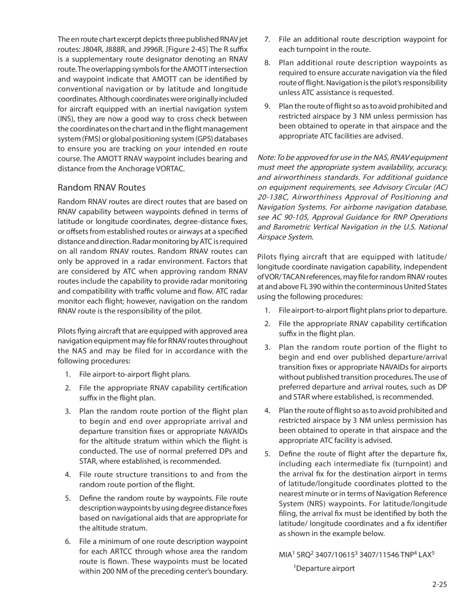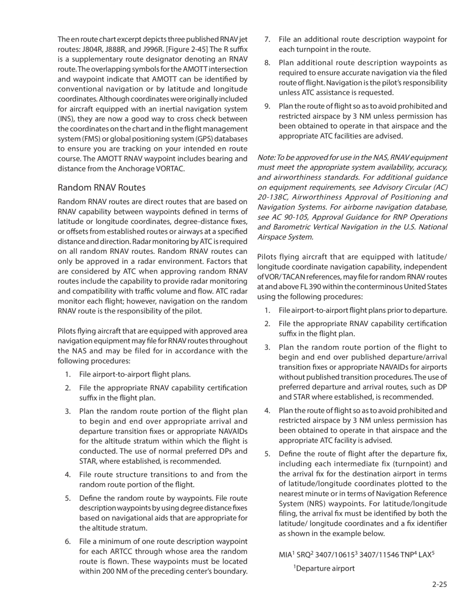Random RNP routes. Random RNP routes are direct routes that are based on RNP capability between waypoints defined in terms of latitude or longitude coordinates, degree distance fixes, or offsets from established routes or airways at a specified distance and direction. Radar monitoring by ATC is required on all random RNP routes. Random RNP routes can only be approved in a radar environment. Factors that are considered by ATC when approving random RNP routes include the capability to provide radar monitoring and compatibility with traffic volume and flow. ATC radar monitors each flight; however, navigation on the random RNP route is the responsibility of the pilot.